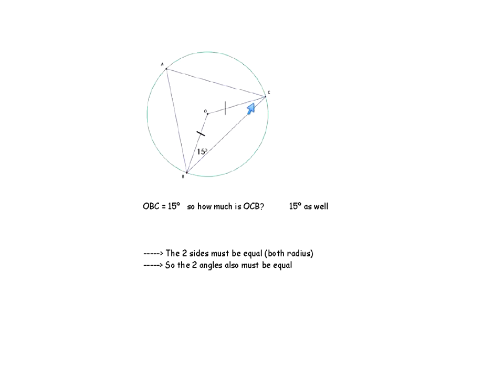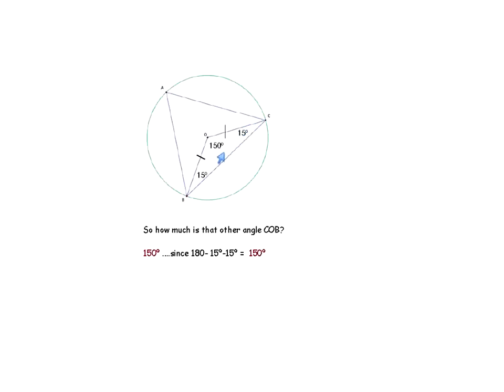Okay, so where is that going to get us? Well, if this is 15 degrees, and we know that the three angles in any triangle equal 180, we know that this has to be 150. Because 180 minus 15 degrees minus the other 15 degrees equals 150. So now we're going to redraw the diagram that we have right now, just focusing on this angle here, the central angle, and the other angle.